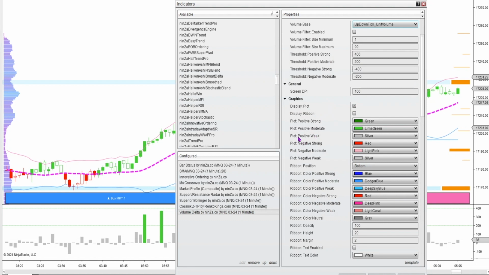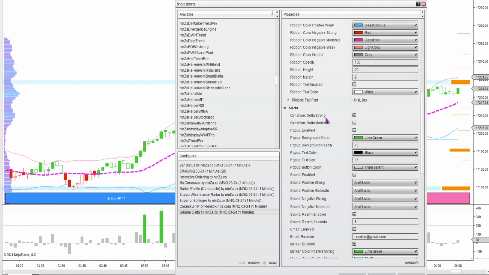So for both the plot positive weak and negative weak, I've got those as silver, and then I've selected my favorite colors for the moderate and the strong. For the markers, it's only printing the strong delta, so above 400 or negative 400.